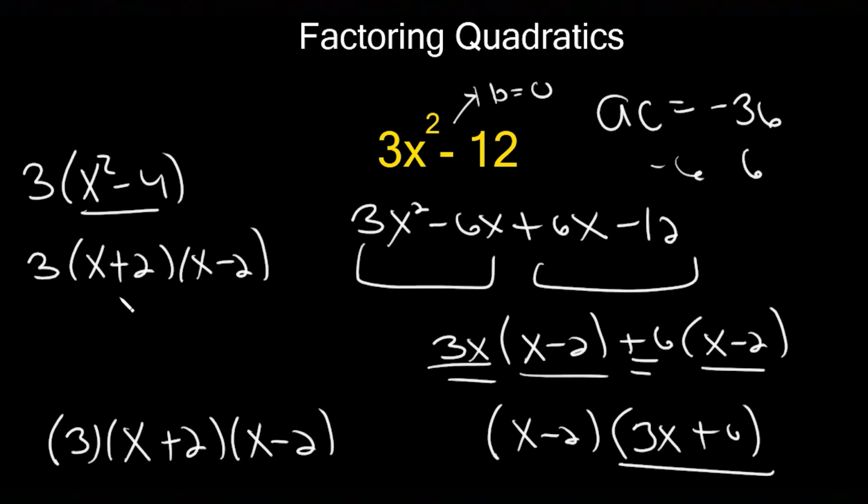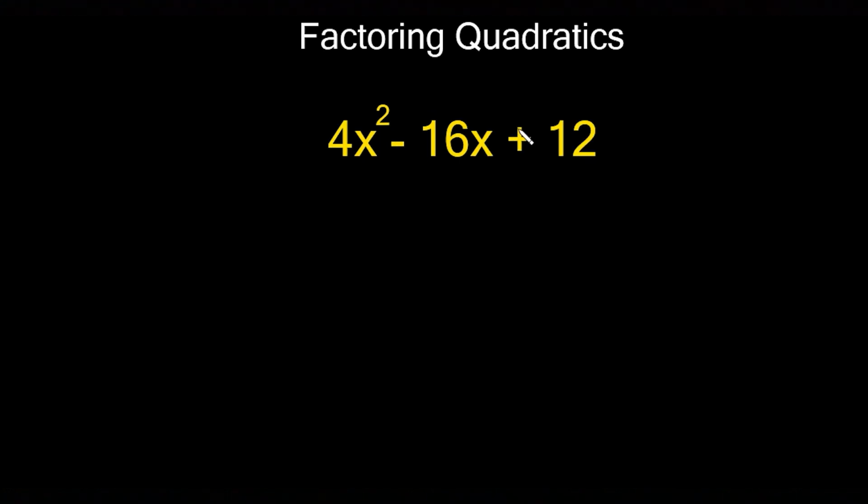Let's take a look at our next example. Here's our next example. Again, if you were to just go for it and do the AC method, you would have to do factoring by grouping here, and it's going to be a lot longer. So before I do anything, I'm going to see if I can pull out a greatest common factor.